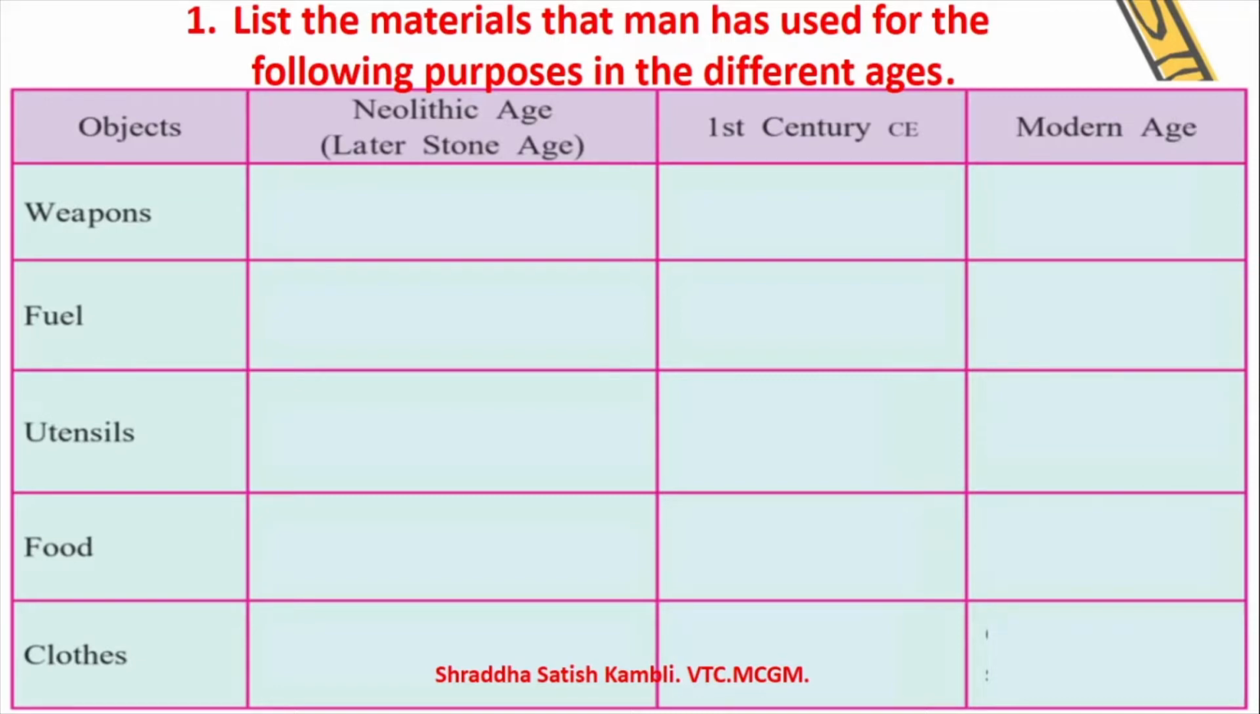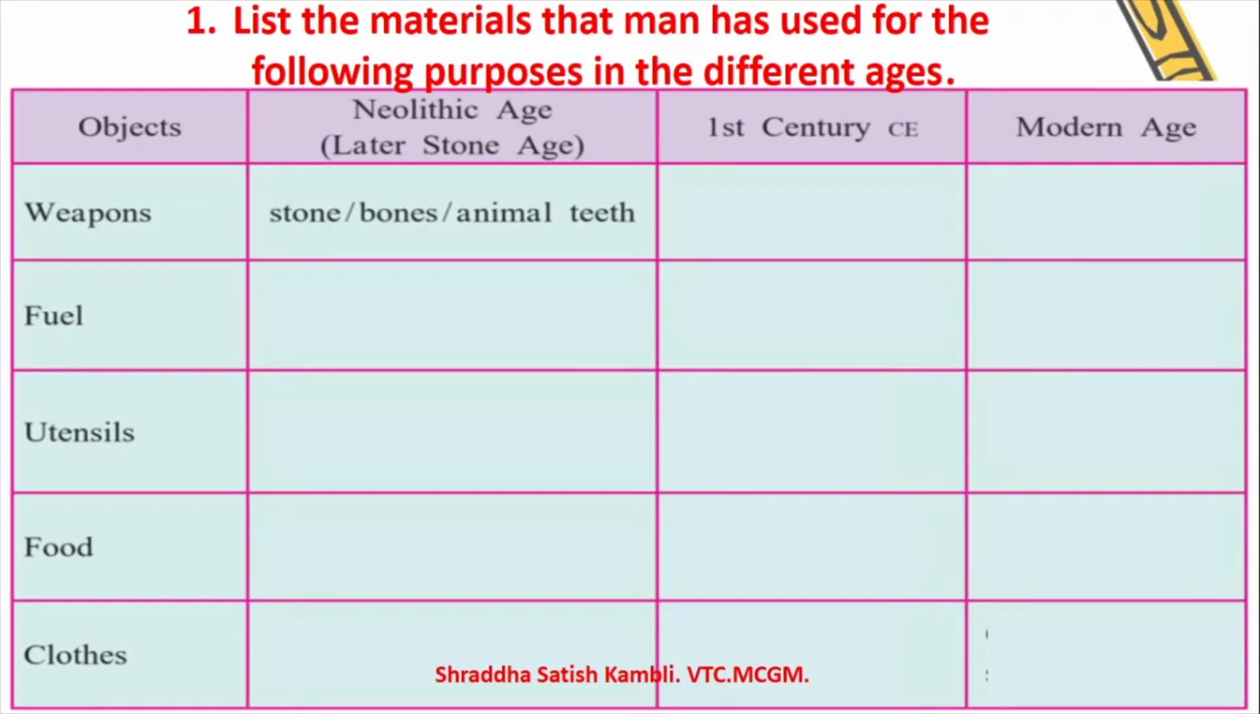So what kind of weapons did the Neolithic or Stone Age man use? Now we had the later Stone Age and the earlier Stone Age. So the Neolithic age is the later part of the Stone Age. What weapons did they use? They used stone, bones, or animal teeth.